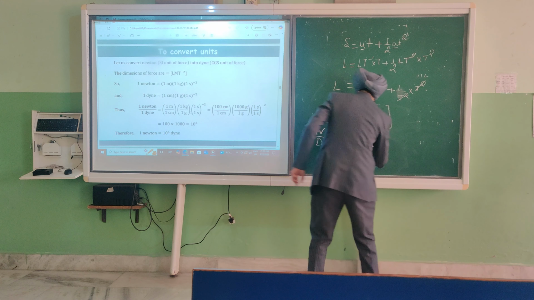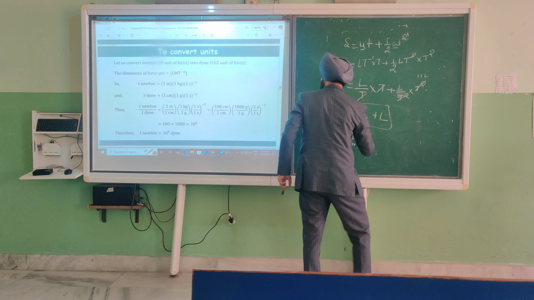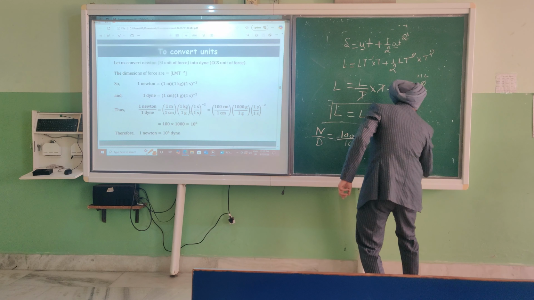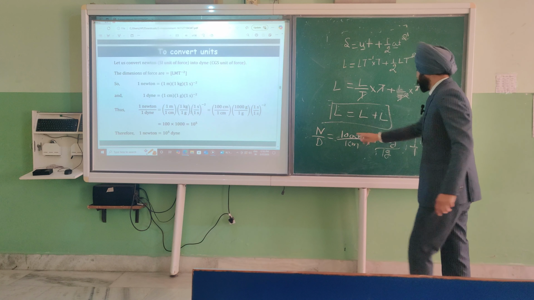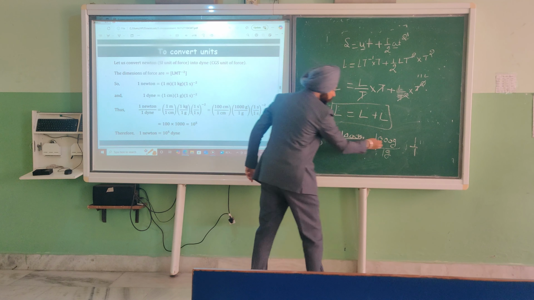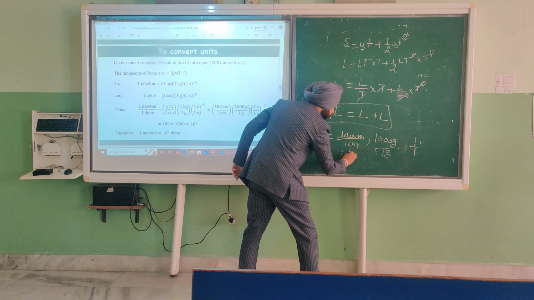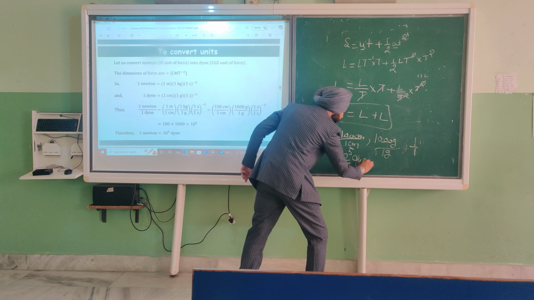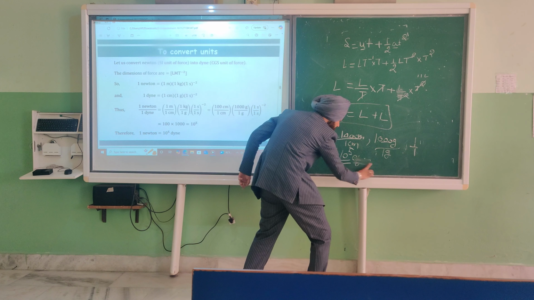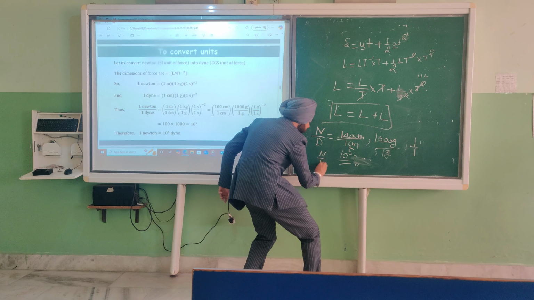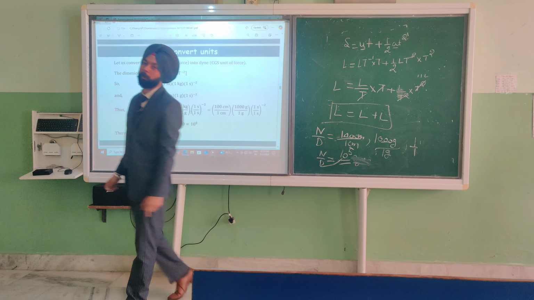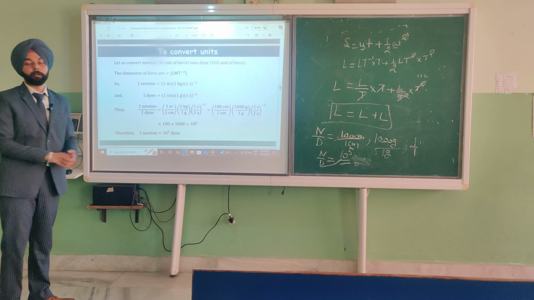And 1000 gram in 1 kilogram, into 1, there it is 1 upon 1. When you multiply 100 into 1000, that gives 10 to the power 5 dyne. Dyne is cross multiplied, so 1 Newton is equal to 10 to the power 5 dyne. I hope it's easy for you.